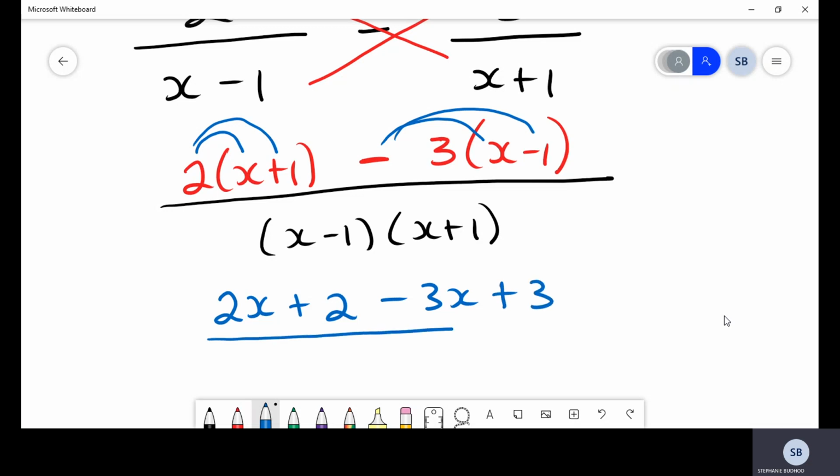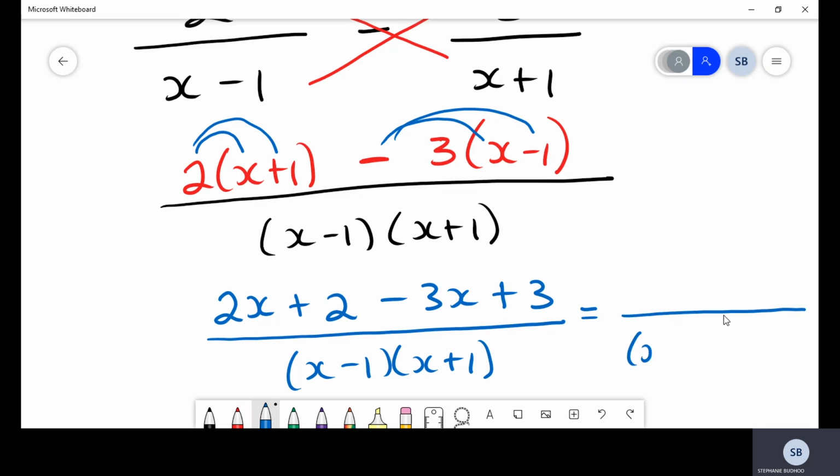On my denominator, I'm going to leave it as it is: x minus 1 by x plus 1. You can use the FOIL method, but it looks very nice and clean as it is. So I'd rather you leave it as is. I'm going to write back my denominator here.